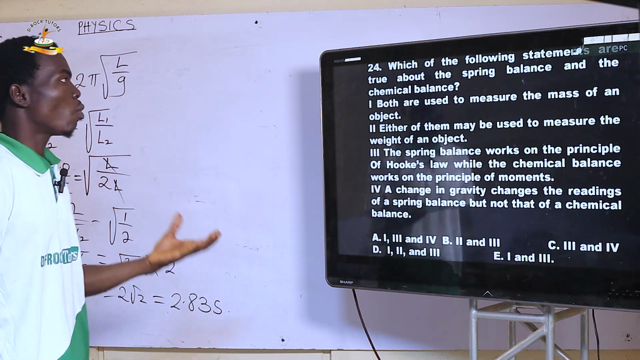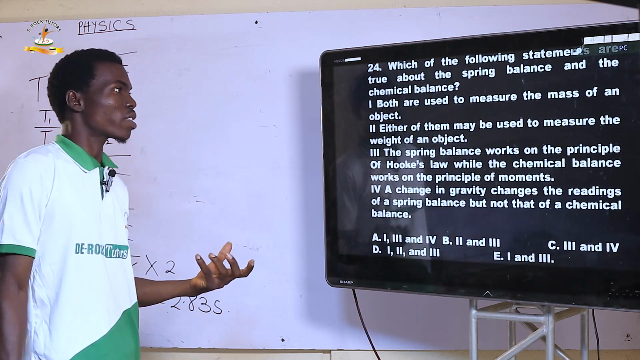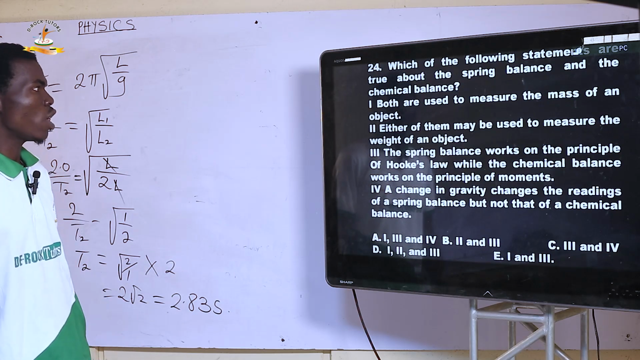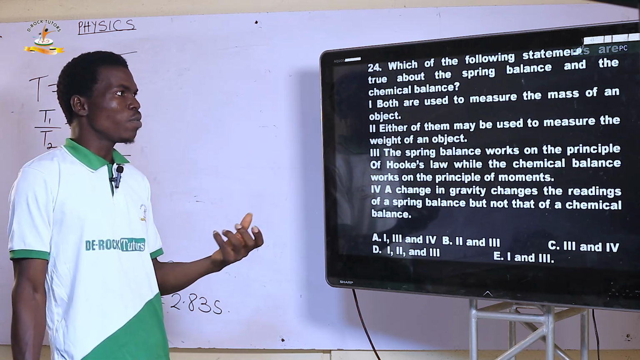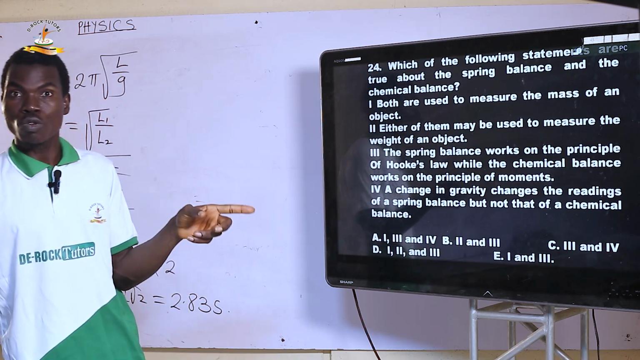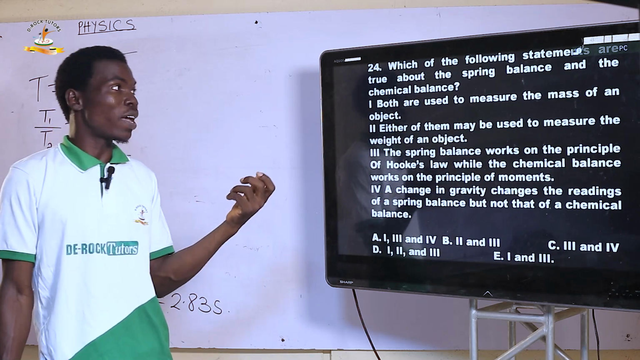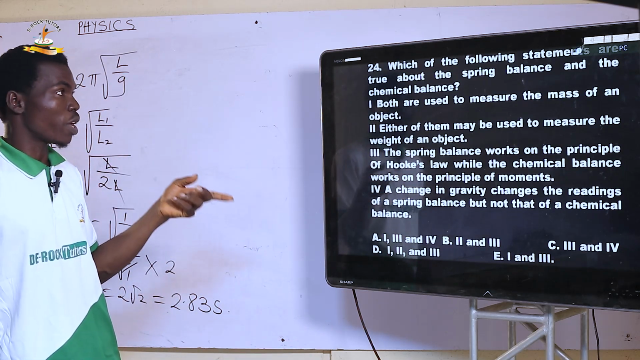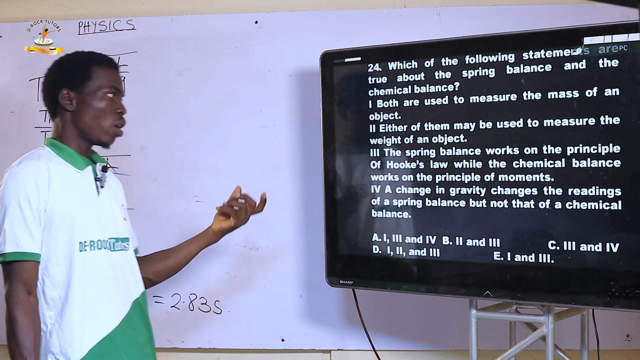So let's go. 1, both are used to measure the mass of an object. Yes, you can use both to measure the mass of an object. That's correct. 2, either of them may be used to measure the weight of an object. No, because only a spring balance can be used to measure the weight of an object. Chemical balance can never be used to measure the weight of an object. We use it only to measure the mass of an object.